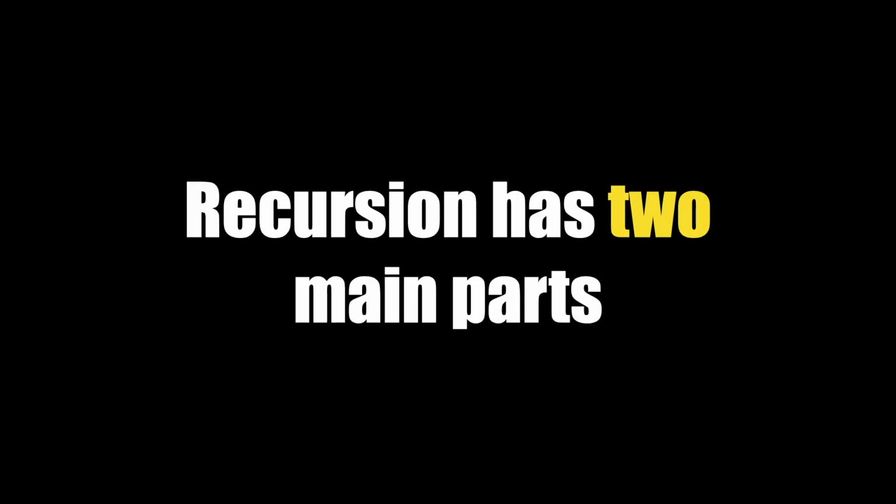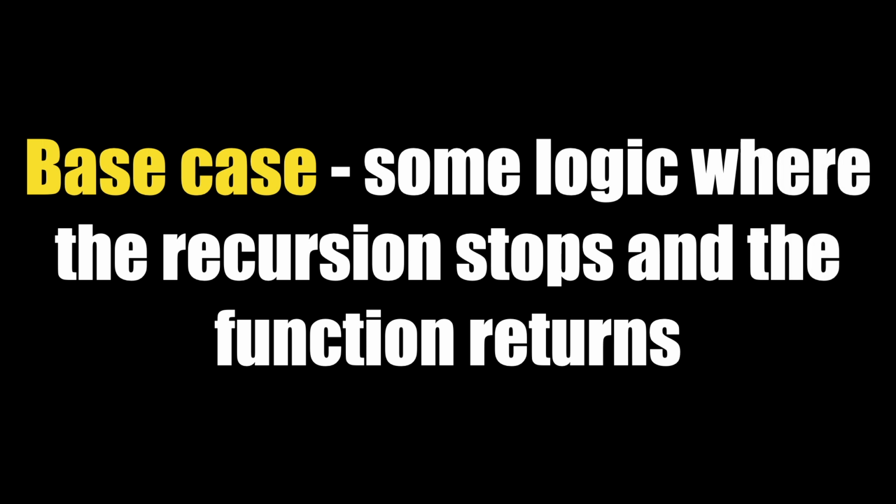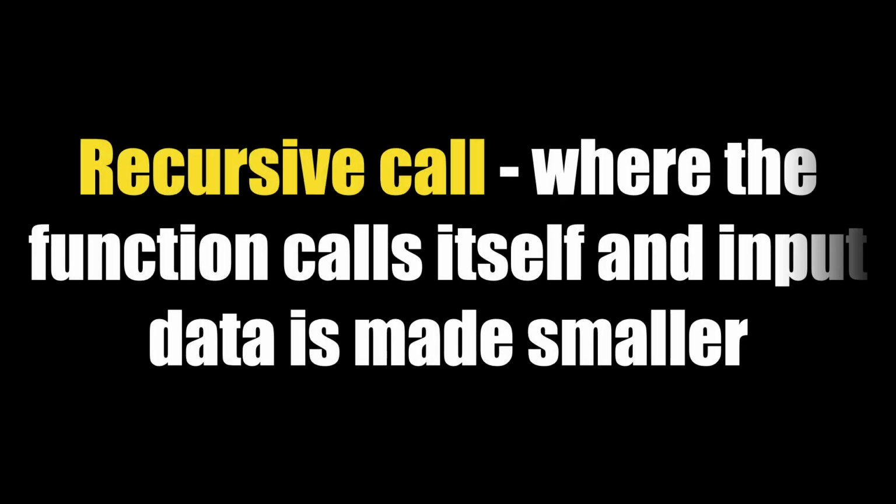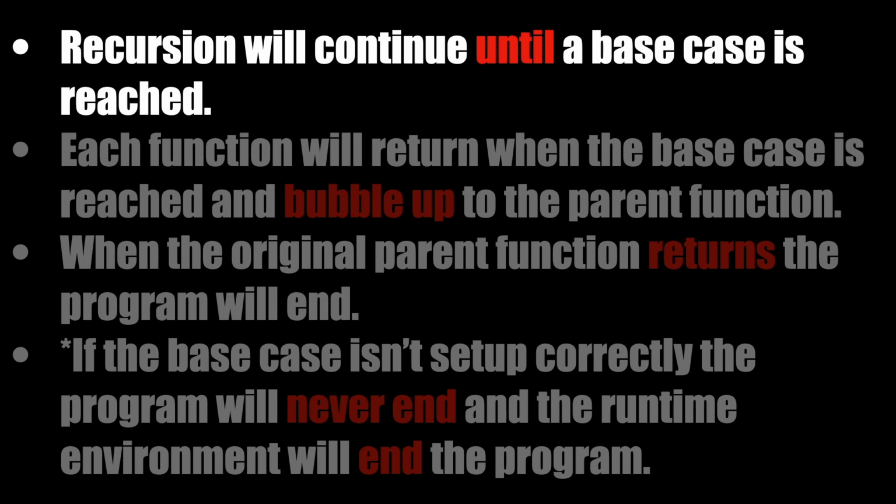Recursion has two main parts. Number one, the base case. This is some logic where the recursion stops and the function returns, usually when something is empty or doesn't meet some criteria. Number two, the recursive call. This is the place where the data passed into the function is usually made smaller and where the function calls itself. The recursion will take place until the base case is reached.